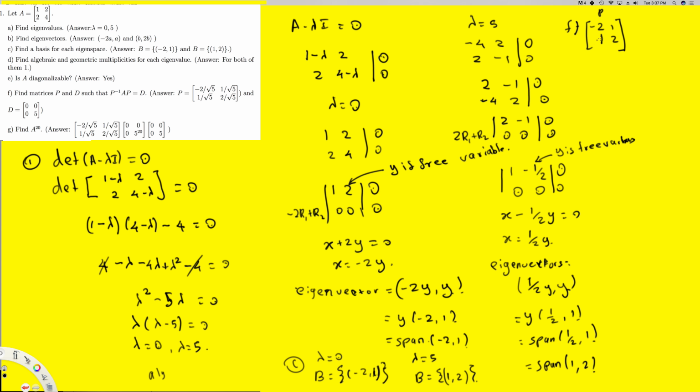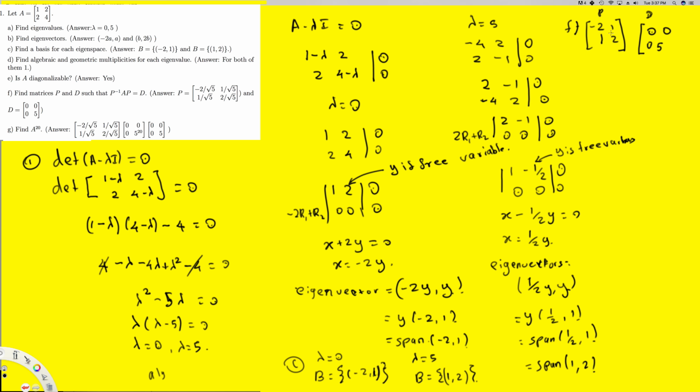Then D is going to depend on this one. If we write minus 2, 1 in the first column, we have to follow the same pattern for D. For D, the first value is going to be 0, because I took the lambda equal to 0 vectors for the first P value, so I have to choose a 0 for the first D value. Then the second value is going to be 5, because I chose lambda equal to 5 as the second vector, and the others are going to be 0.